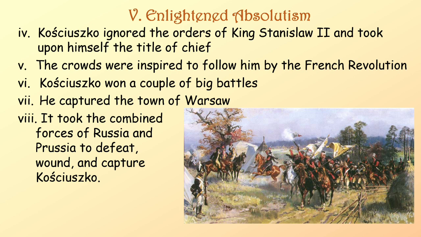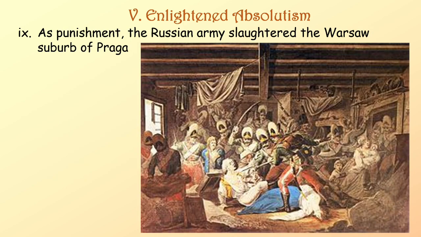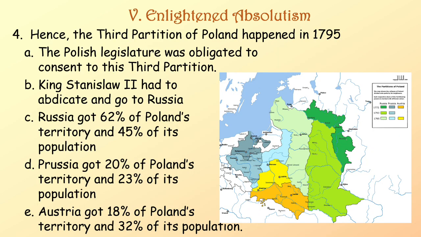Well, Kościuszko won a couple of big battles. He actually captured the town of Warsaw, and it took the combined forces of Prussia and Russia to defeat, wound, and capture Kościuszko. And as punishment, the Russian army slaughtered the Warsaw suburb of Praga. Hence, the third partition of Poland happened in 1795 as a result of all of that.